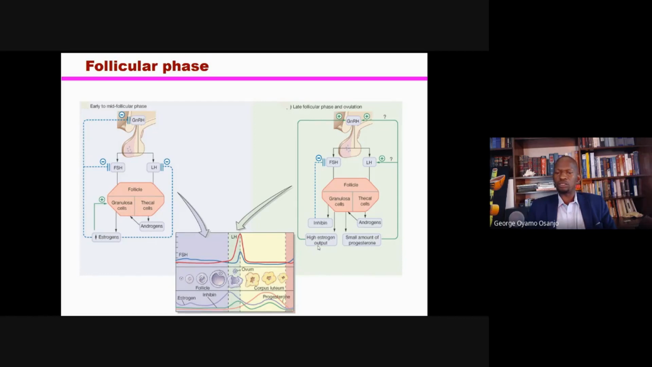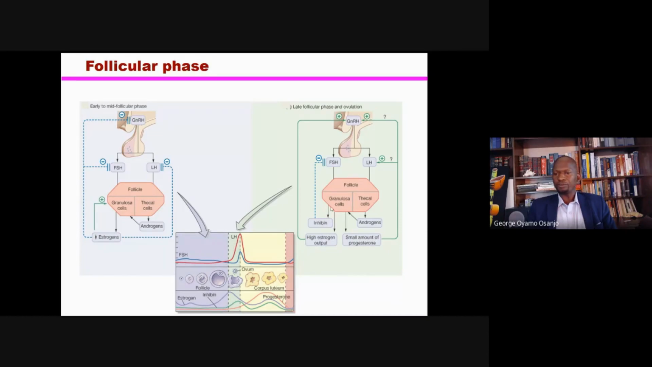So high estrogen will result in stimulation of the hypothalamus that produces GnRH, and LH. This increase in the levels of LH, you can see that there's a high level of LH there, the curve in red, is called the LH surge. There's also a slightly elevated level of FSH, and this is usually called the FSH spike.